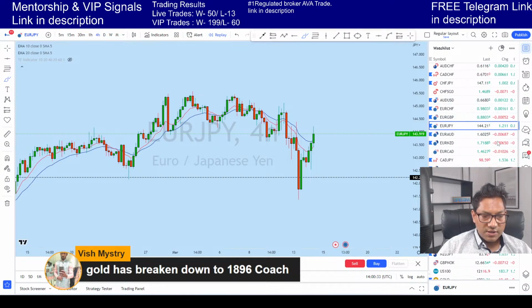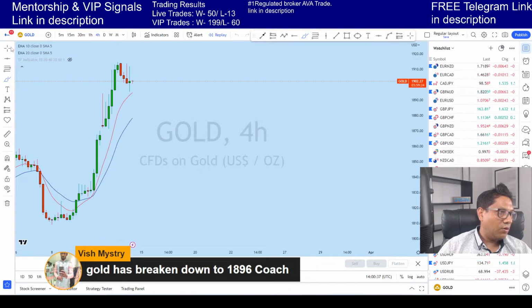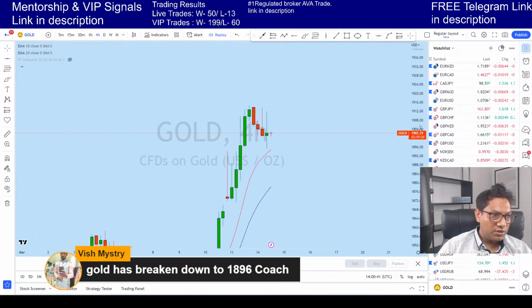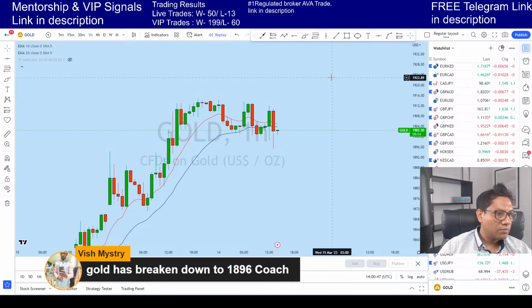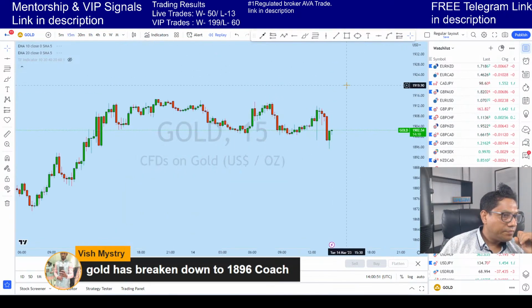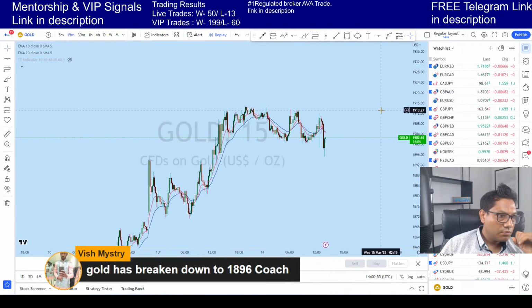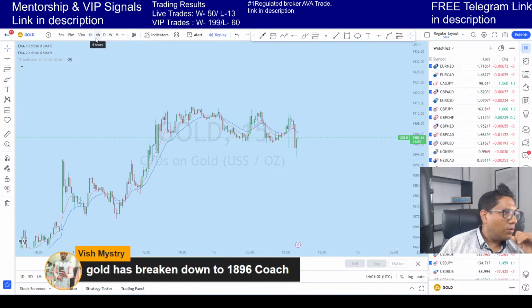Yeah, gold has broken down to that level again pushing high, because gold has closed with a doji here. Let's see, just now a candle close. Let me look at how it is doing, guys.